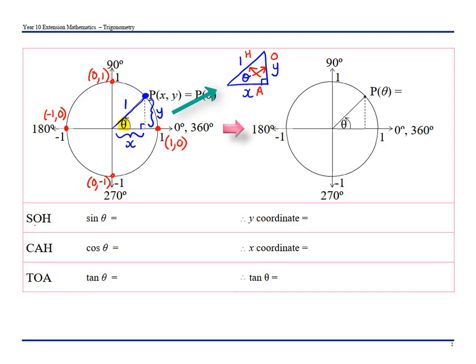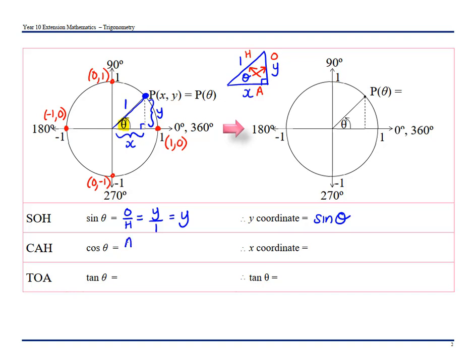Now, using SOHCAHTOA, sine theta is opposite over hypotenuse. So on my triangle, my opposite was my y, and my hypotenuse was the 1. Well, y over 1 is just y. So that means my sine theta is y. So my y coordinate is sine theta.